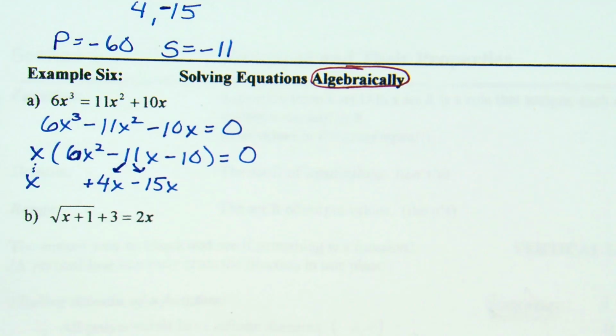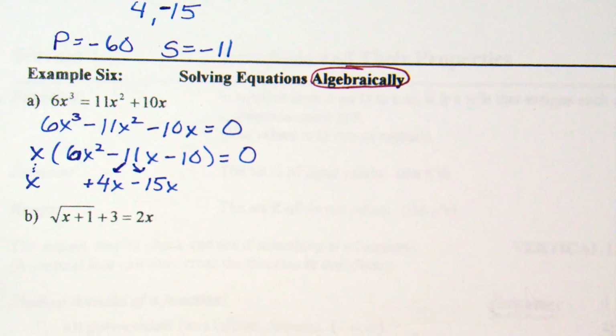Our first task was we need to take this equation and make it equal to 0. So I chose to subtract my 11x squared and my 10x over so that my lead term, the 6x cubed, was positive. And then we had a GCF of x. And that's what we did right here, yes? We factored out x, and then we were left with 6x squared minus 11x minus 10 equals 0. And then we were talking about how do we factor this trinomial that's in the parentheses.